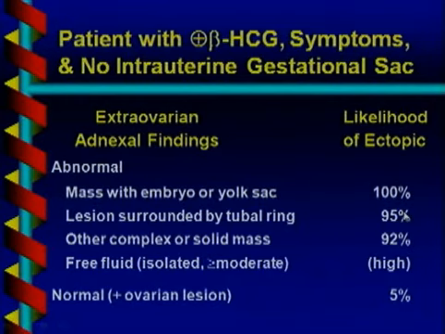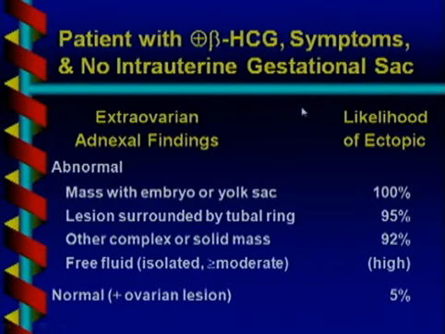And importantly, as you can see from the left-hand heading of this chart, the likelihood of ectopic depends on the extra-ovarian adnexal findings, the findings in the adnexa outside the ovary. And why is it important that it's outside the ovary? Well, in a patient with a positive pregnancy test, anything inside the ovary is likely to be a corpus luteum, so it is largely irrelevant. But what's very relevant is what we see in the adnexa outside the ovary.